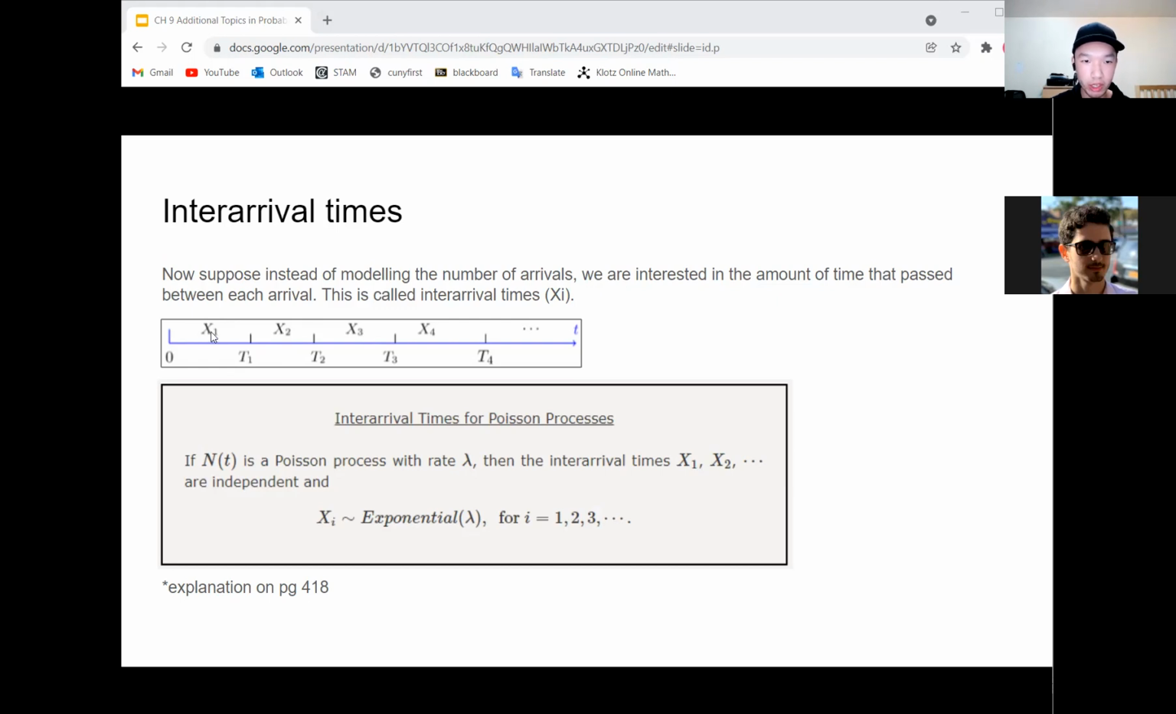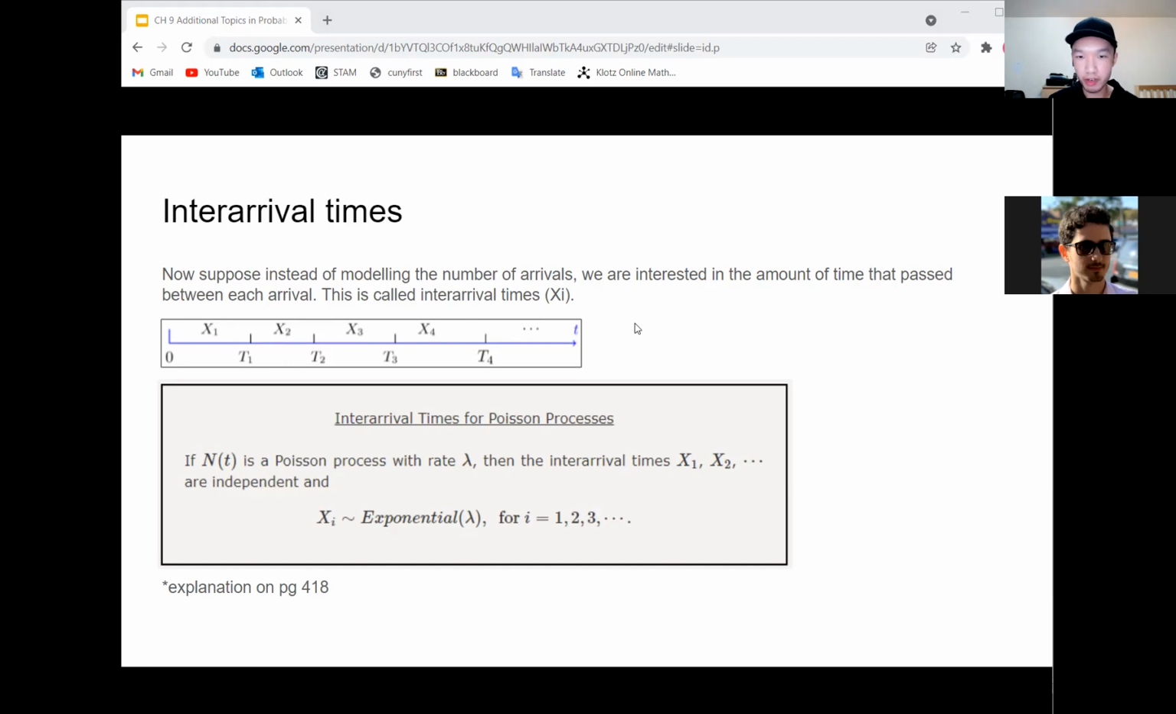X sub 1 is the first inter-arrival time, the time that passes between 0 and the first customer. Likewise, X sub 2 is the second inter-arrival time, the time that passes between the first customer and the second customer. That's how we give notation to inter-arrival times.